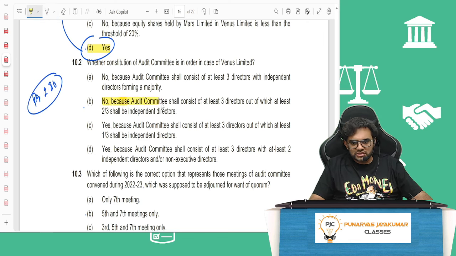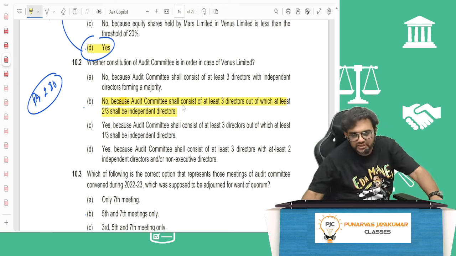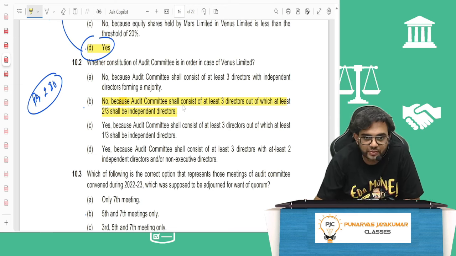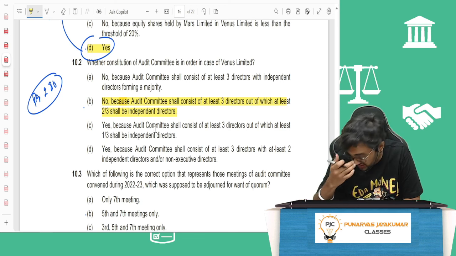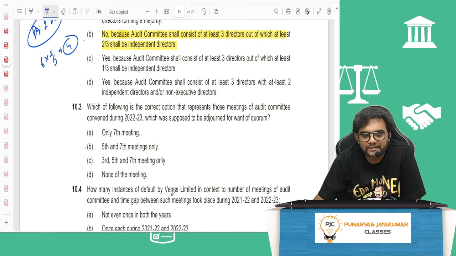Audit committee shall consist of at least 3 directors, of which at least 2/3 shall be independent. In this question, 6 directors are there, only 50% is independent. I need 2/3, 66.67% to be independent, which means at least out of 6 directors, 2/3, that is 4 people must be independent directors.